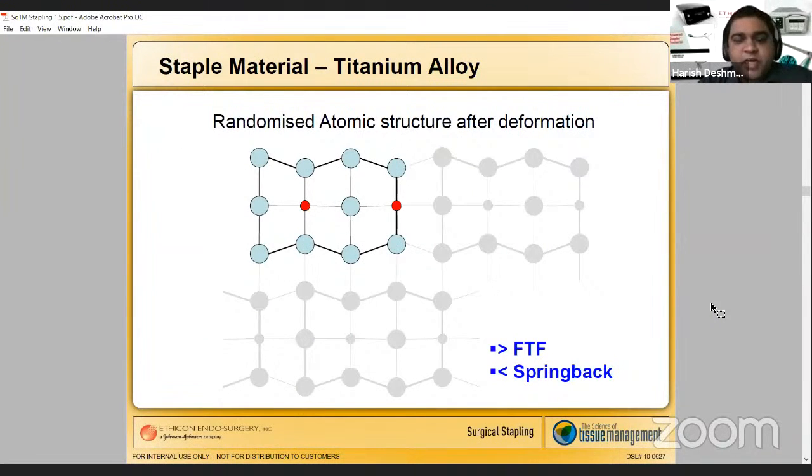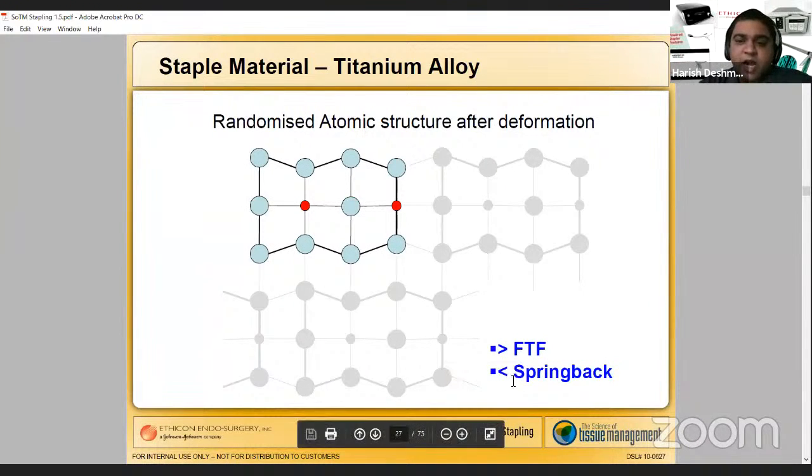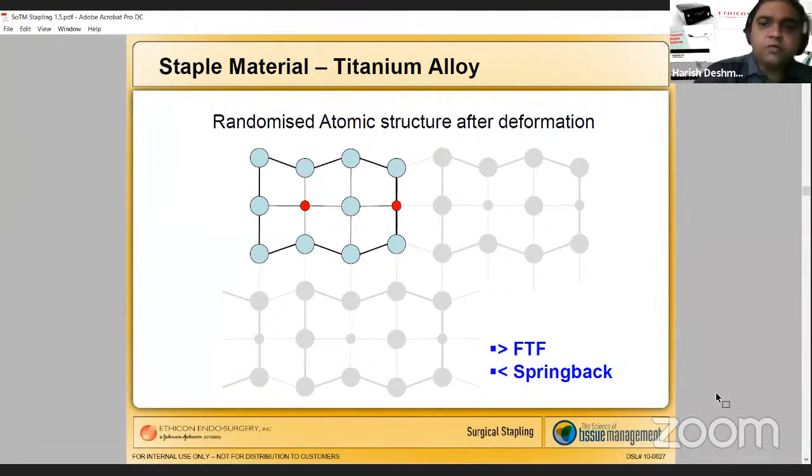So the plus point of titanium alloys is that the force to fire is definitely higher, but the force to come back, or to reform or deform to the original position, is less. So you have a higher spring back option and the force to fire is a little higher. So titanium alloy as such gives you more strength. It gives you more strength for the tissue to hold.